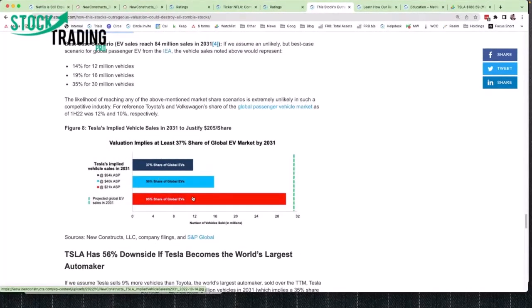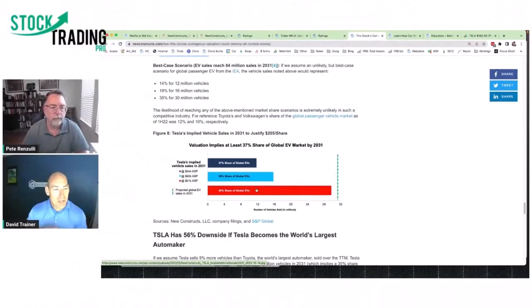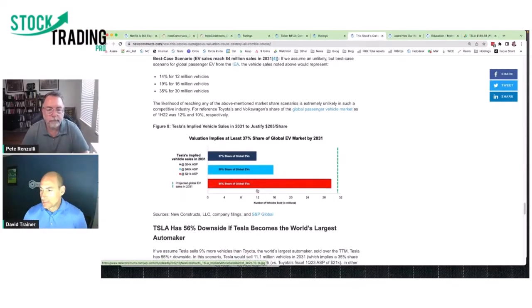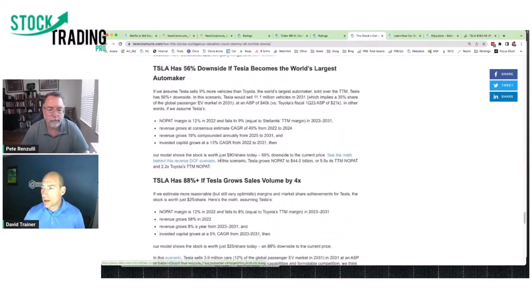Just trying to show it a different way, man, because we've been looking at this for so long and realizing it's so expensive. It's like, what else do we got to do to make people understand how expensive this is? And then we do a couple other scenarios. If they sell more than 9% more vehicles than Toyota sold in the last 12 months, the stock still has 56% downside.